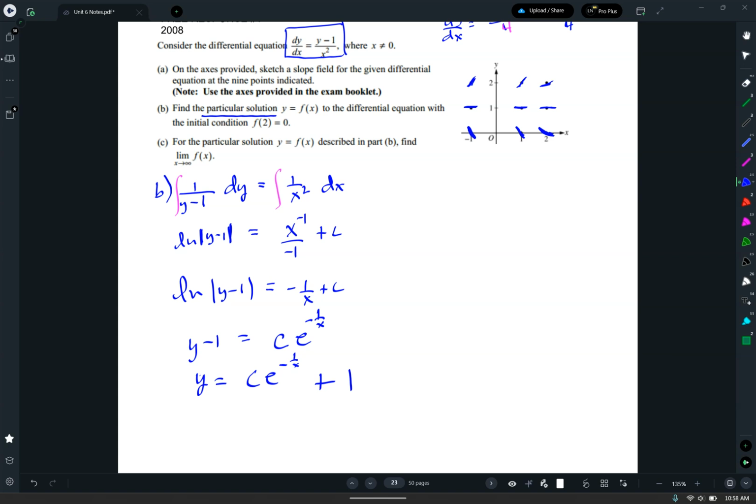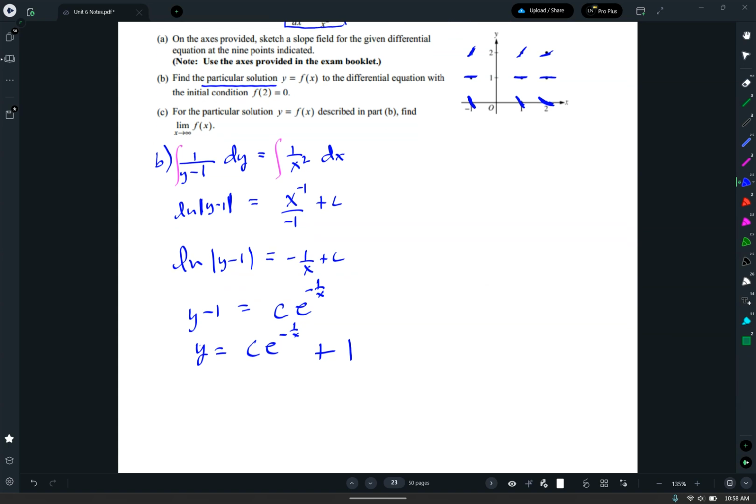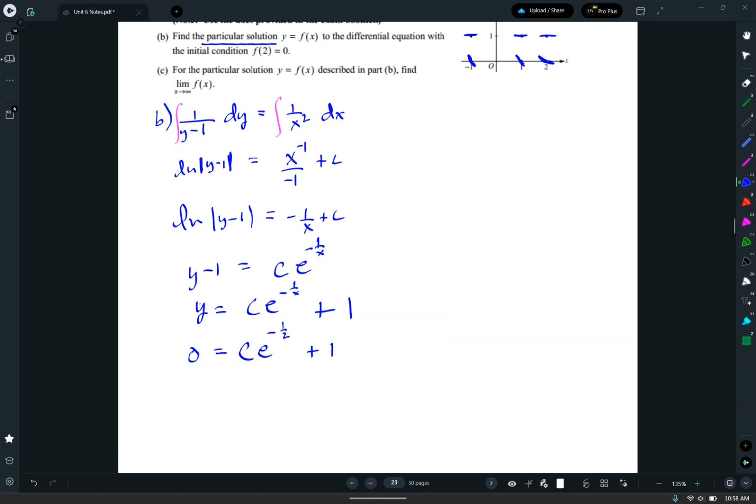And if I use the ordered pair they gave me, (2, 0), then 0 equals c e to the negative 1/2 plus 1. I'm going to solve for c, so I'm going to subtract the 1. So negative 1 equals, now I'm going to picture this as c over e to the 1/2, because of the negative 1/2. And if I solve for c, I can multiply by e to the 1/2. So c is negative e to the 1/2.